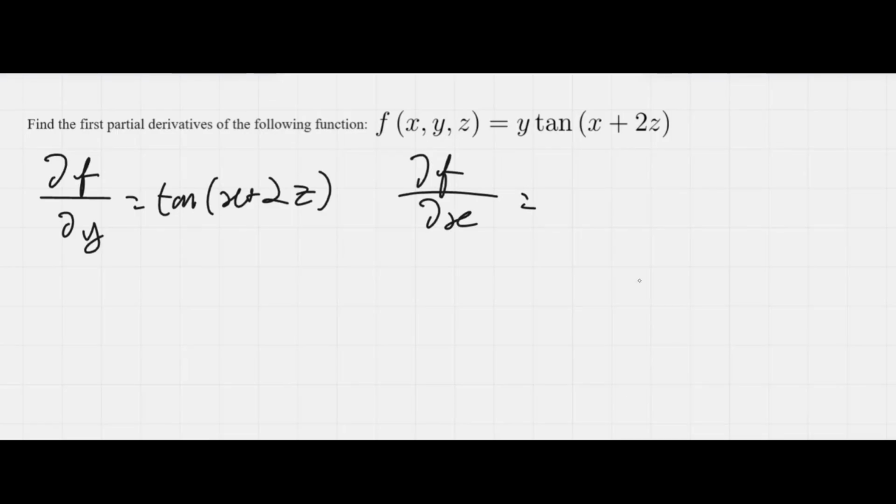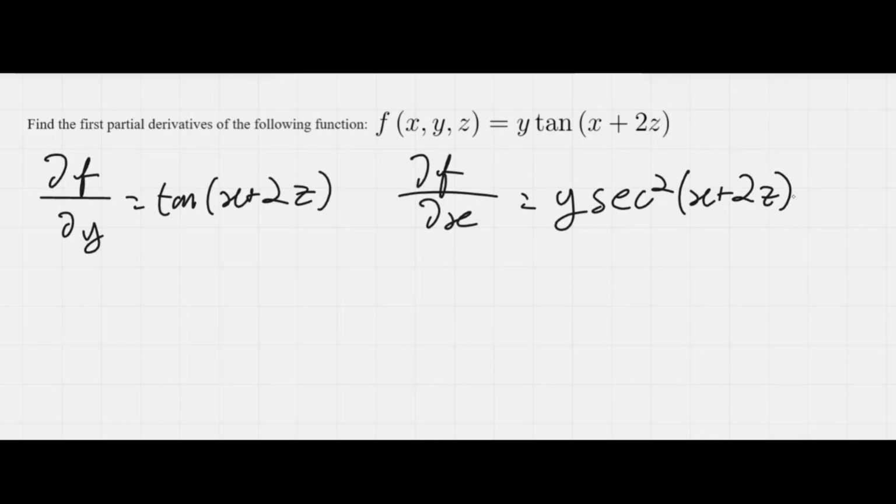How are we going to do this? Well, y is going to be a constant. We know that the derivative of tan of anything is going to be secant squared. And so we write that down. So y is equal to secant squared x plus 2z.